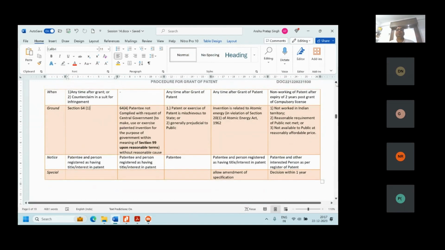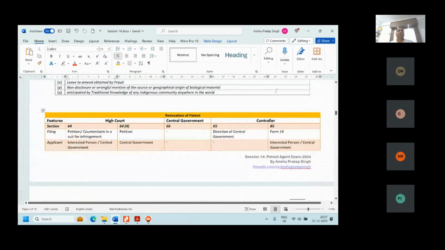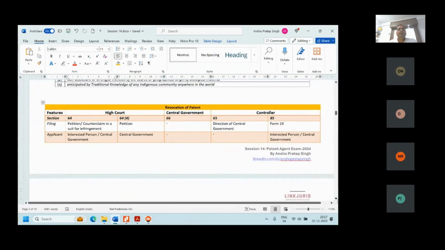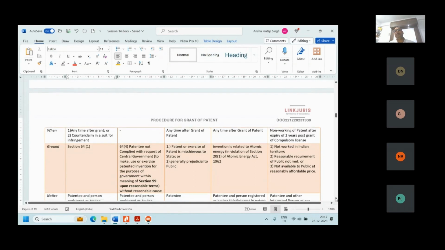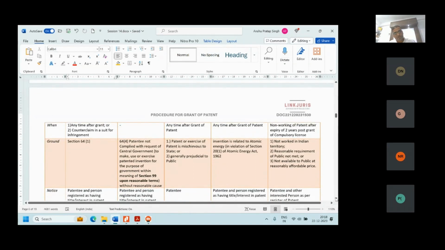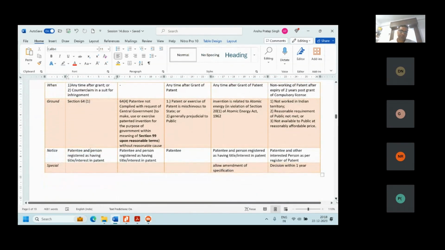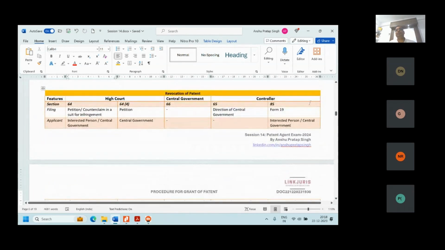What happens under 66? Here the central government is very clear. If your patent or exercise of the patent is mischievous to the state, or whatever you are doing is prejudicial to the general public, or derogatory to the state, then the central government will directly give you a notice. You will have a right to defend yourself, and after hearing you, they will revoke. They will give a notice for revocation.